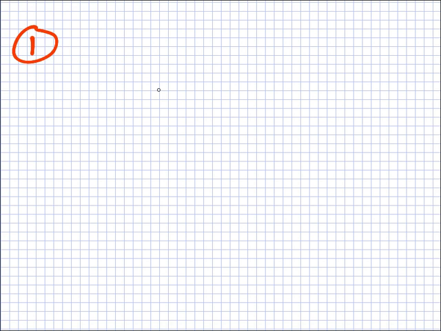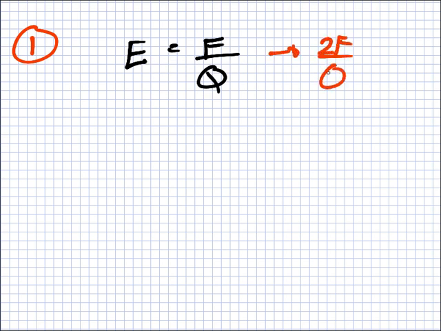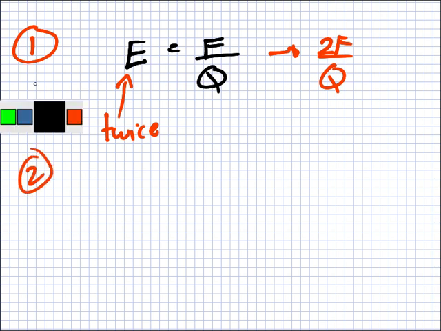So, the first one. If the charge on a particle is doubled, then what happens to the force on the particle in the electric field? So you have E equals F over Q. So what happens is you replace the F with 2F. So what would happen to the E? Would it be bigger or smaller? Double. Yeah, it'd be twice as big. Double, correct. Right, next.